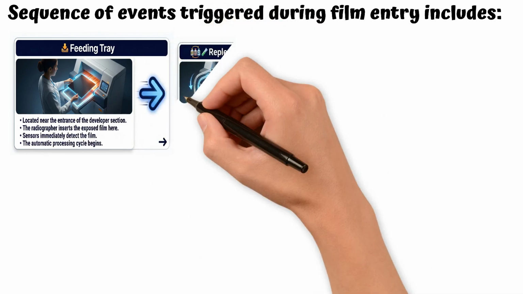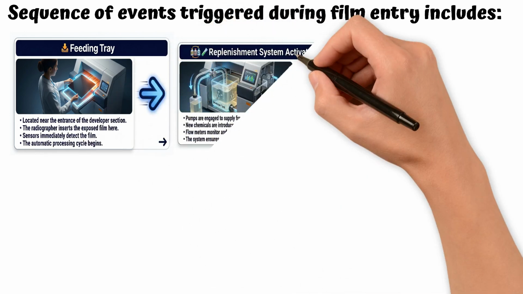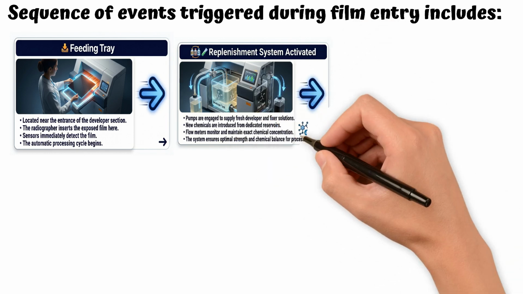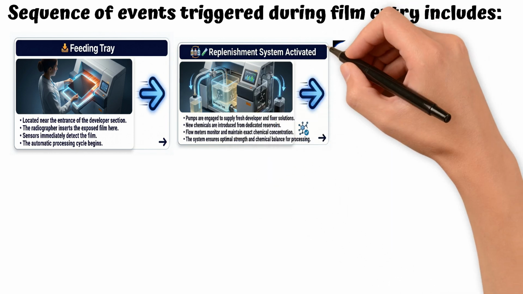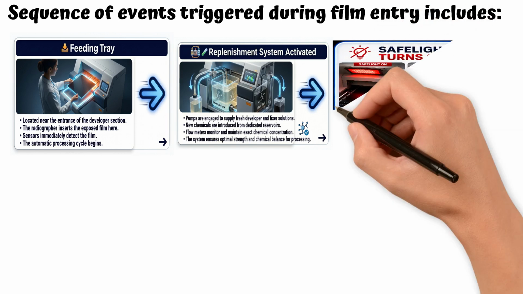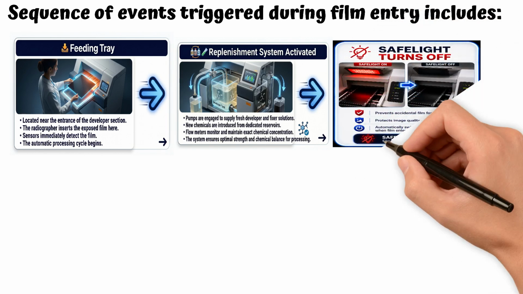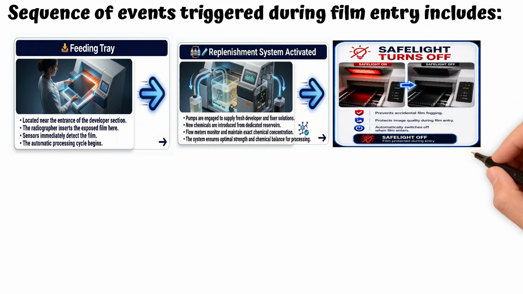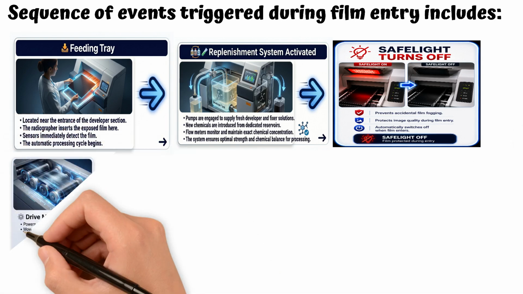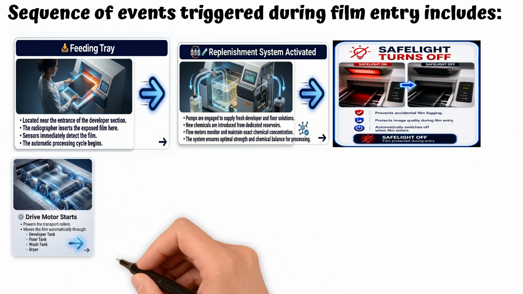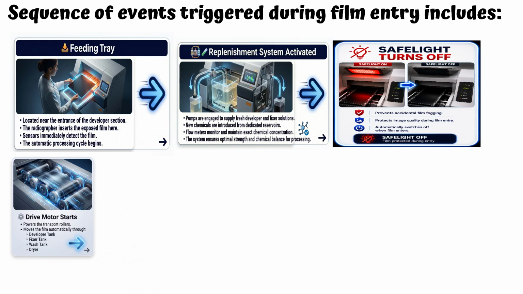First, the replenishment system is switched on. This system adds fresh developer and fixer solutions to keep the chemicals strong and effective. Next, the safe light above the tray is turned off to prevent any unwanted light from affecting or fogging the film. Then, the drive motor starts working. This powers the rollers that carry the film through the processing tanks, including the developer, fixer, wash, and dryer sections.